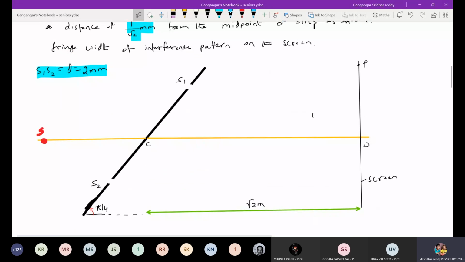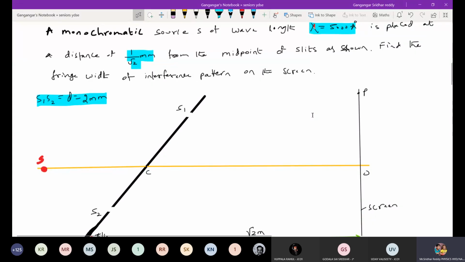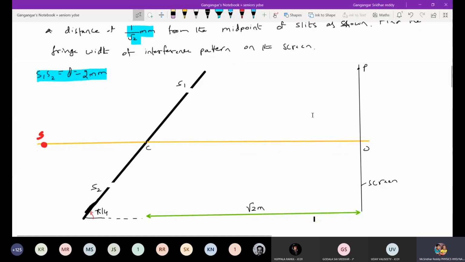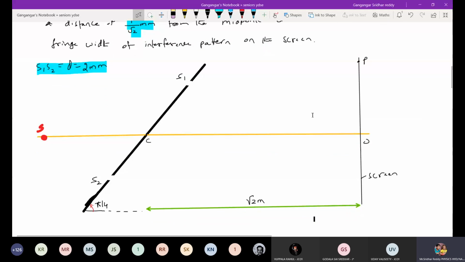Let me read the question because I'm recording, no? A monochromatic source S of wavelength lambda is placed at a distance of 1 by root 2 millimeter from the midpoint of slits as shown. Find the fringe width of the interference pattern on the screen. The distance between slits is 2 millimeter. So there's a diagram. Within around 8 minutes, I think you can really crack this.